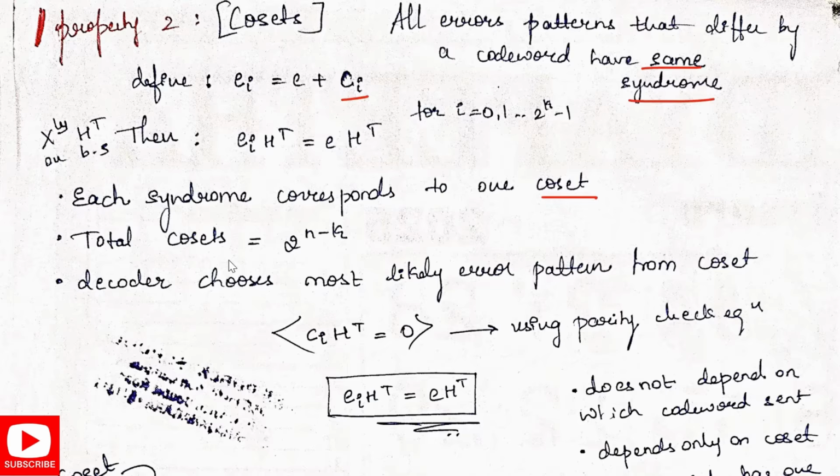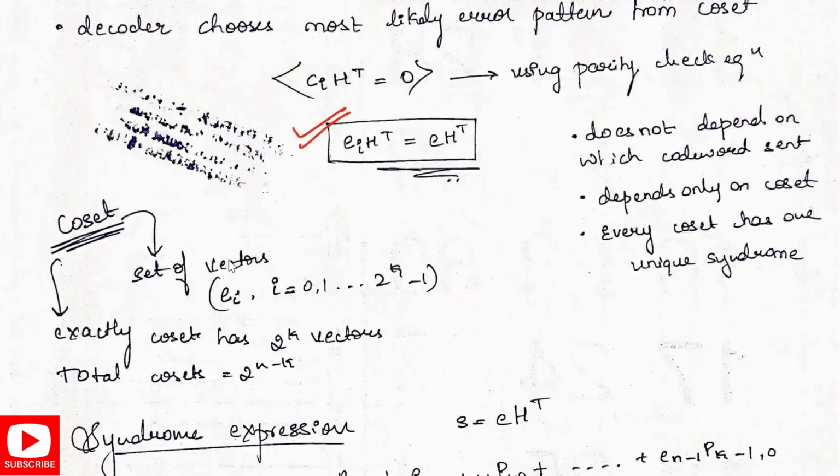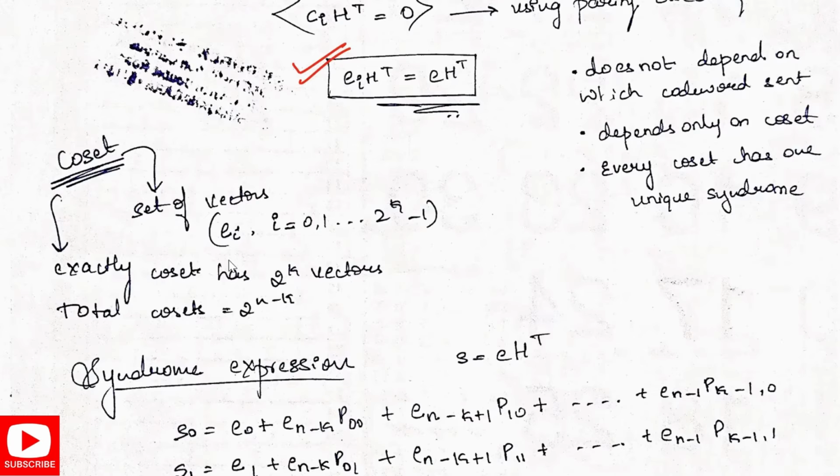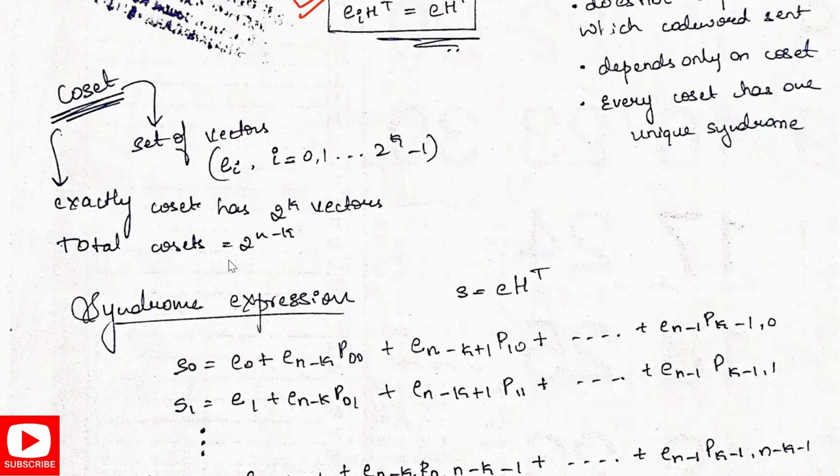Total cosets is equal to 2 power n minus k. So the decoder chooses the most likely error pattern from the coset, that is Ci H transpose equals 0, using the parity check equation. Hence we get Ei H transpose is equal to E H transpose. It does not depend on the code word. The syndrome depends only on the cosets. Every coset has one unique syndrome.